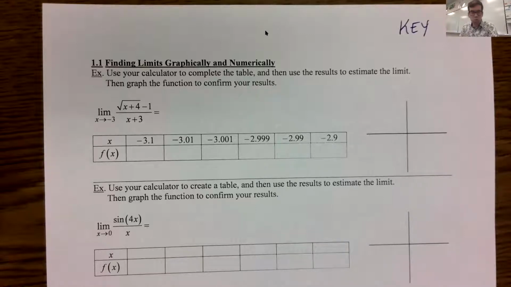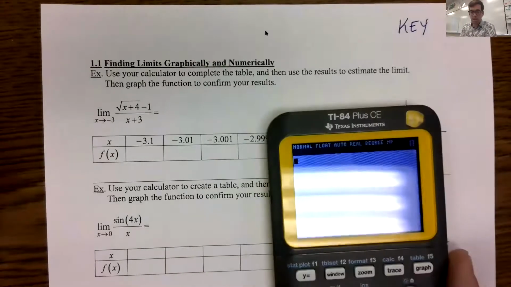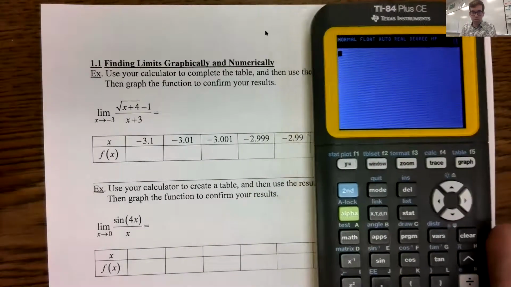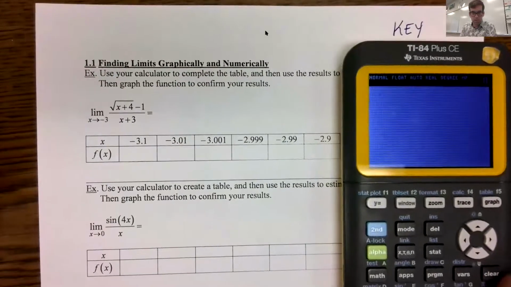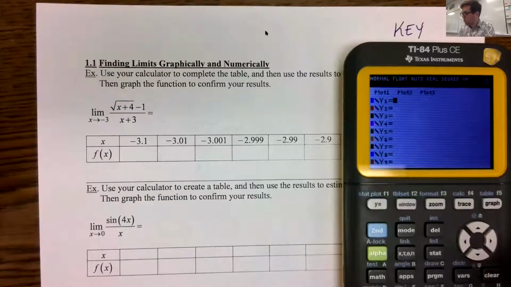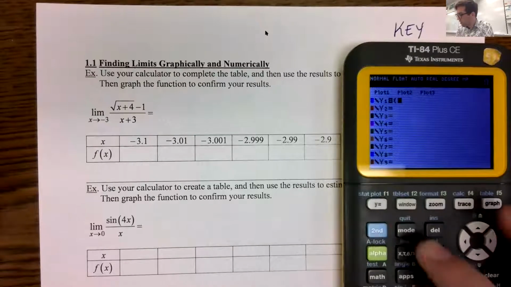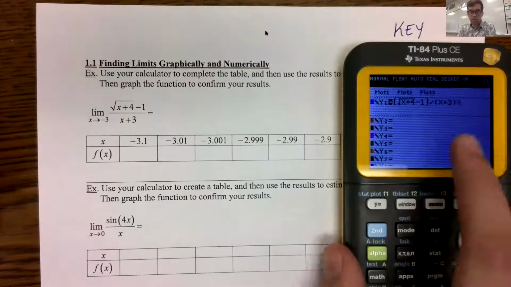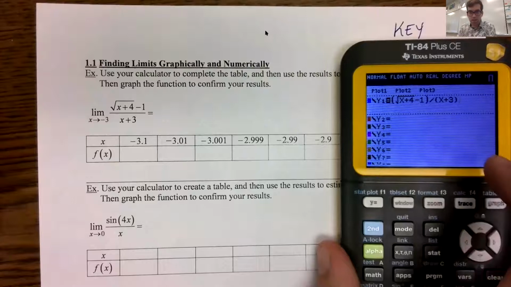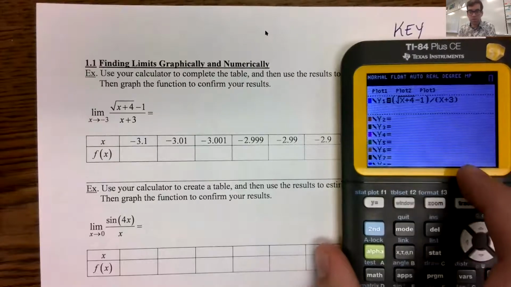We first are just going to complete the table as the directions tell us. So I'm going to pull up my calculator here. Of course, there's a nice glare. Hopefully you can see this. I'm going to go to y equals and just start typing this in. So we have the square root of x plus 4 minus 1 over x plus 3. And I know some of you might be screaming at me because I didn't use the fraction notation. This works just as well.